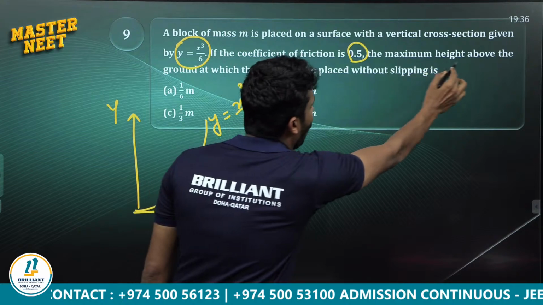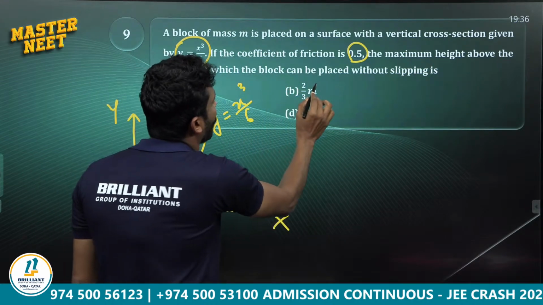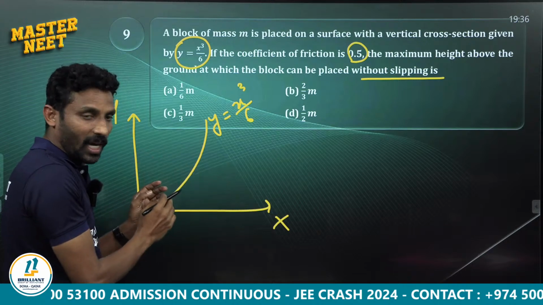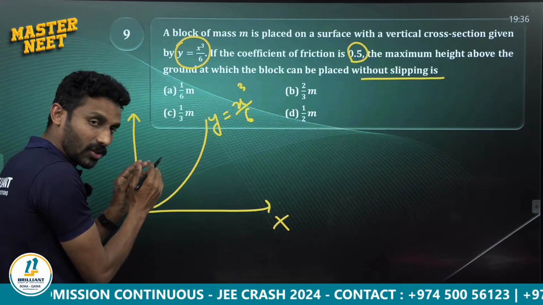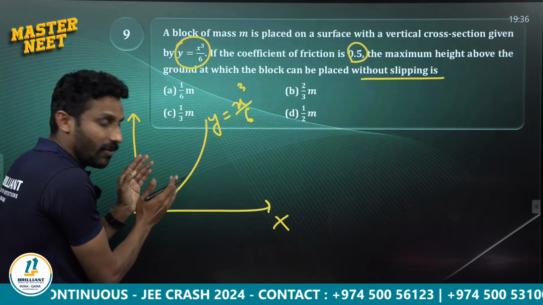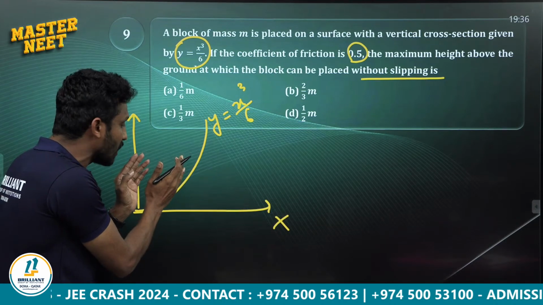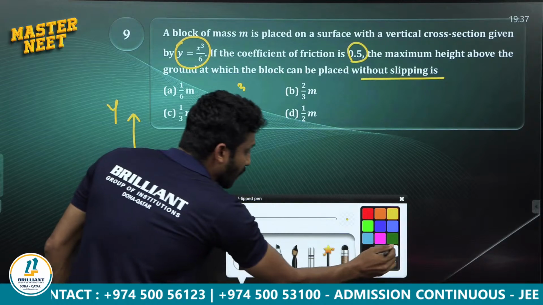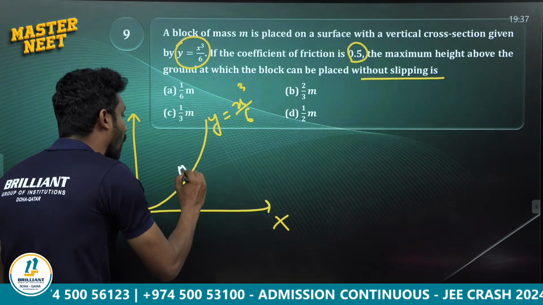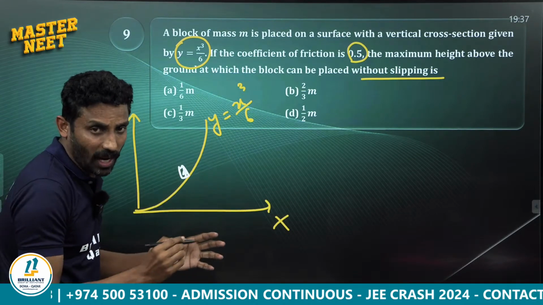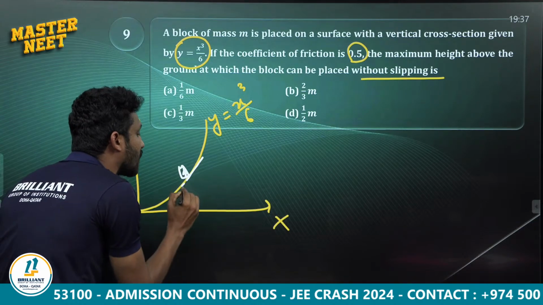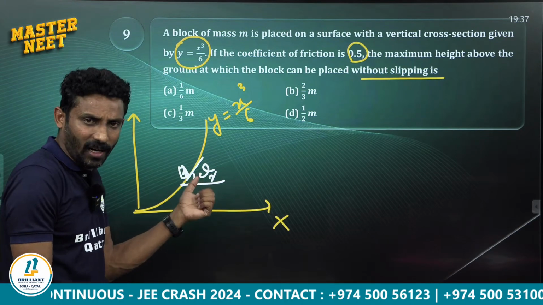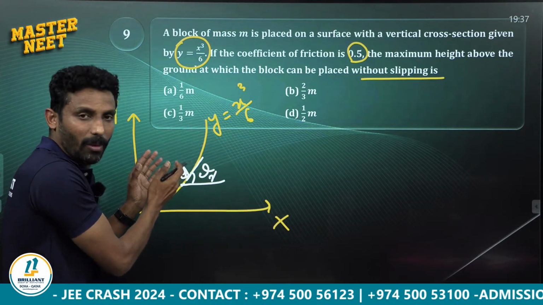What is the maximum height above the ground at which the block can be placed without slipping? This surface has friction and we are placing an object here. It is at rest and we are increasing the height. The object is still there, and at a particular height it begins to slide. The angle between the tangent and the horizontal is called the angle of repose. Angle of repose is the angle above which the stone will slide.